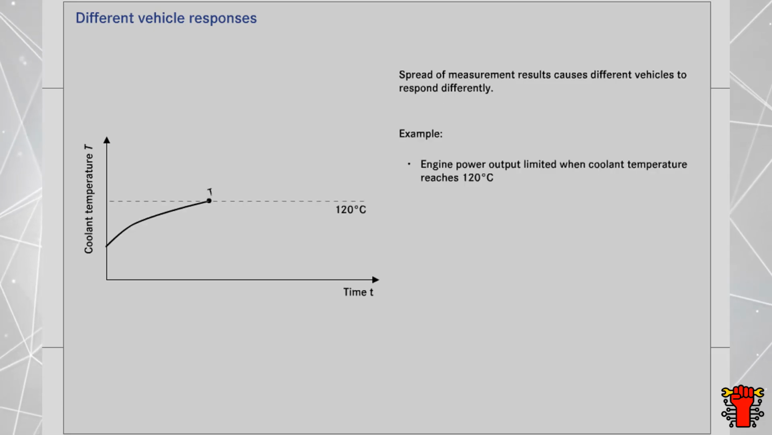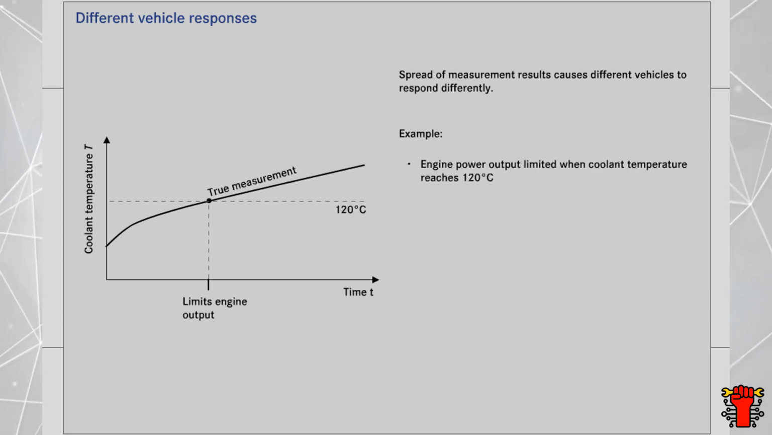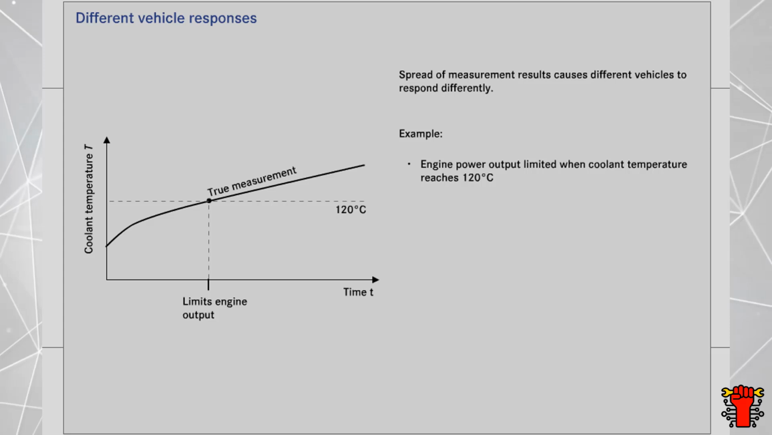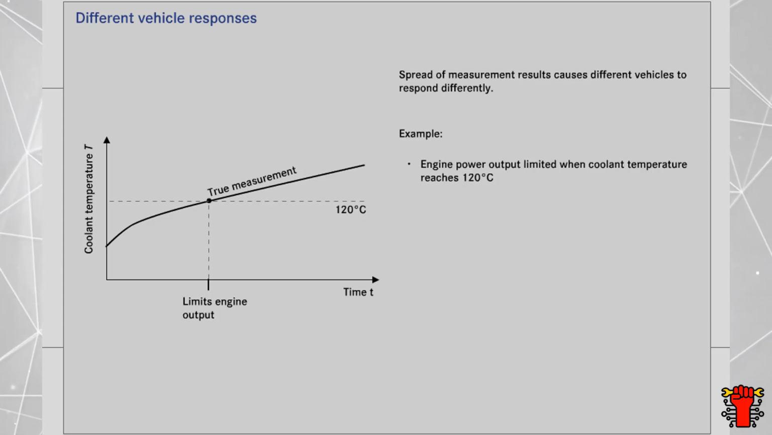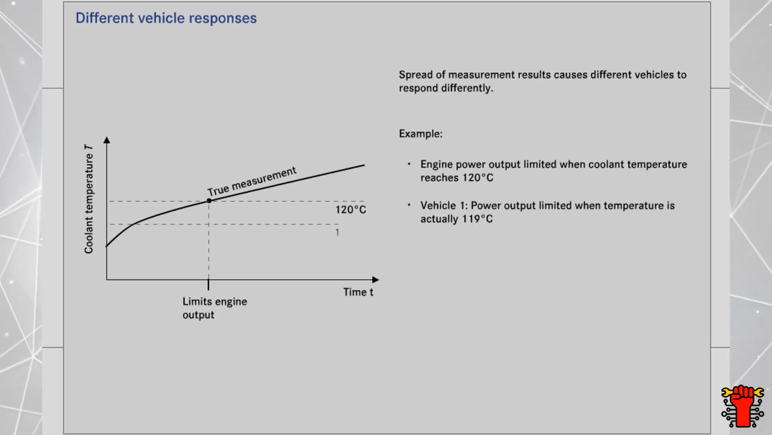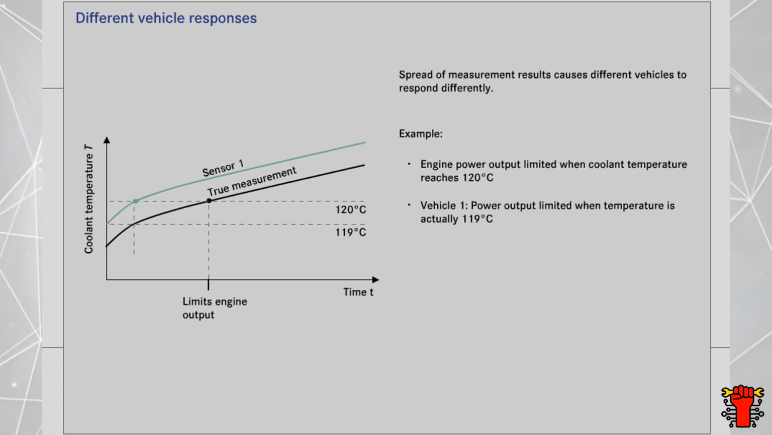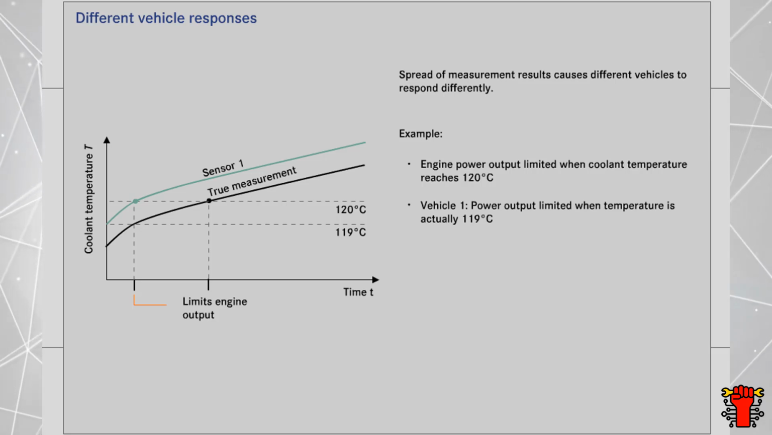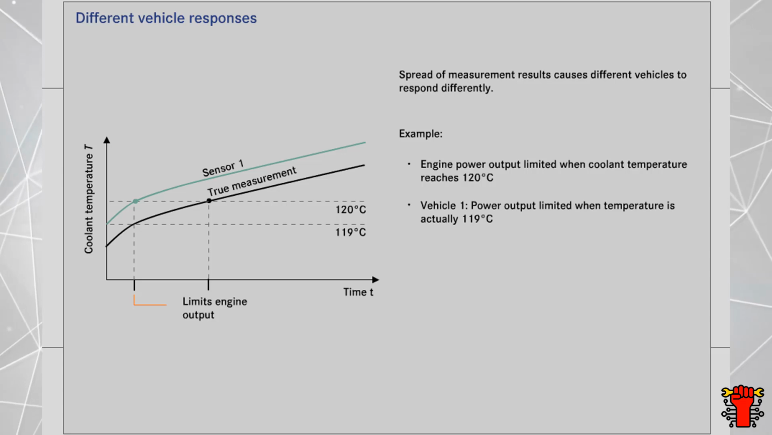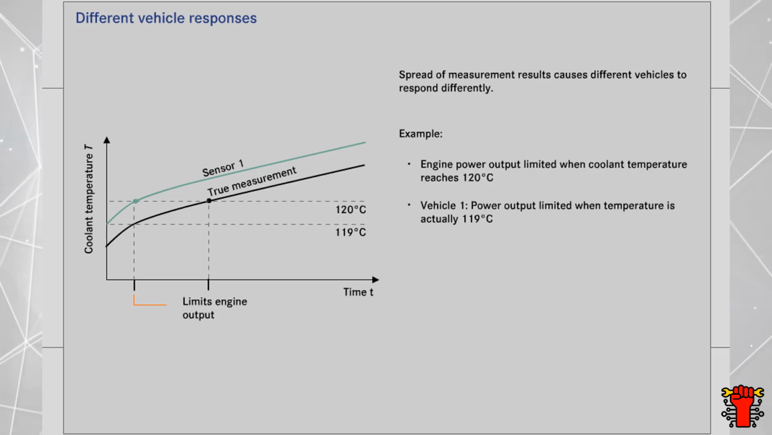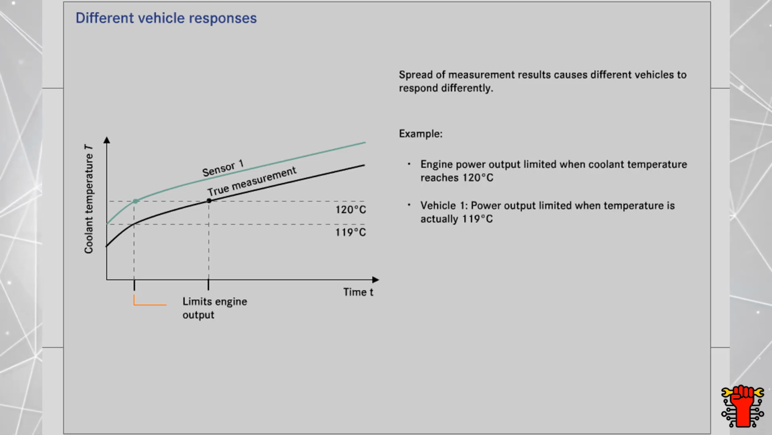Let's take a look at an example. All control modules of a specific vehicle model detect overheating when the coolant temperature reaches 120 degrees or above, and respond by limiting the engine's power output. In terms of the true measurement of 120 degrees centigrade, one vehicle could report overheating at 119 degrees centigrade because this particular sensor has a systematic error that is 1 degree higher than the true measurement.